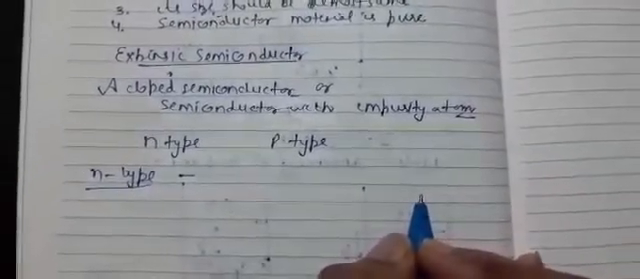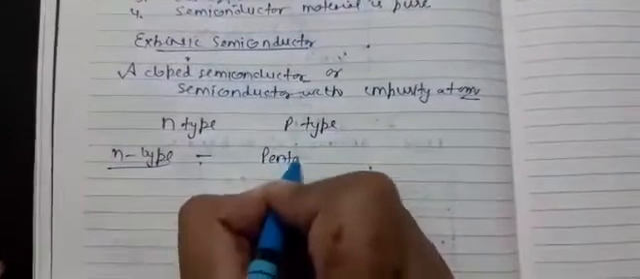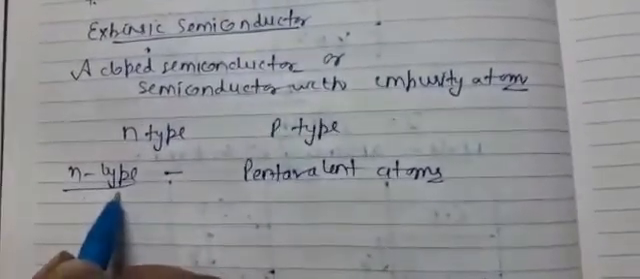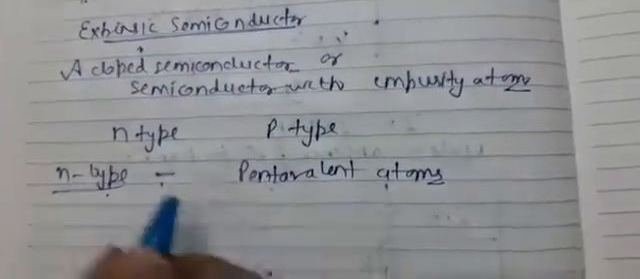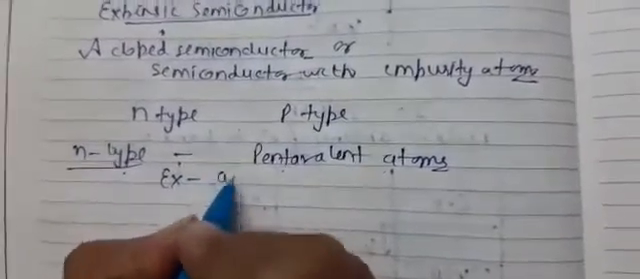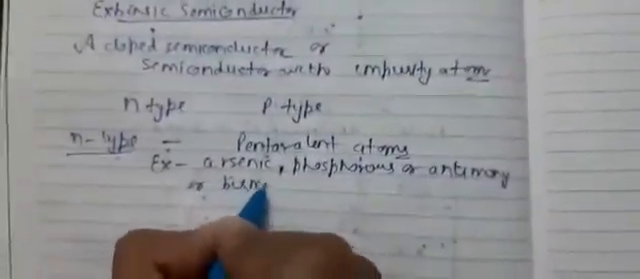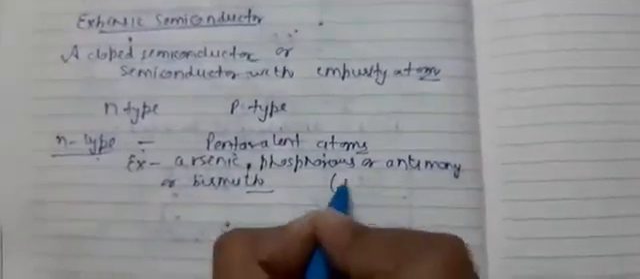Now, N-type semiconductor can be obtained from a pure semiconductor, like germanium or silicon, in which we add a pentavalent impurity. That means an atom with 5 valence electrons. So N-type semiconductors can be obtained by adding pentavalent impurities, pentavalent atoms. Examples of such atoms can be arsenic, phosphorus, antimony, or bismuth. Many more examples can be there. We are taking a few which have 5 valence electrons.